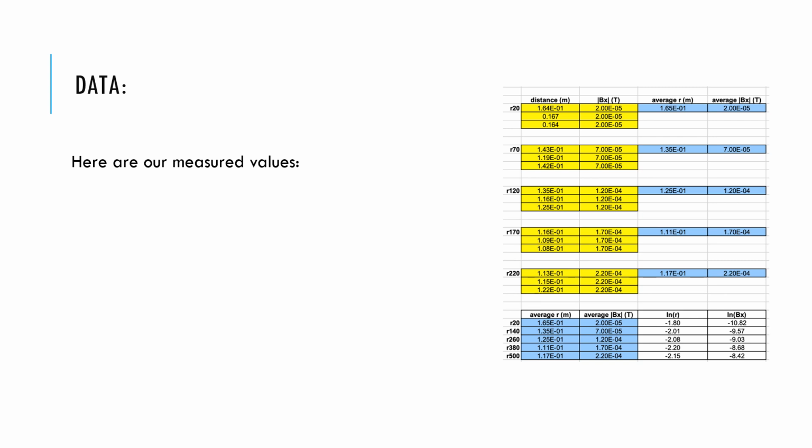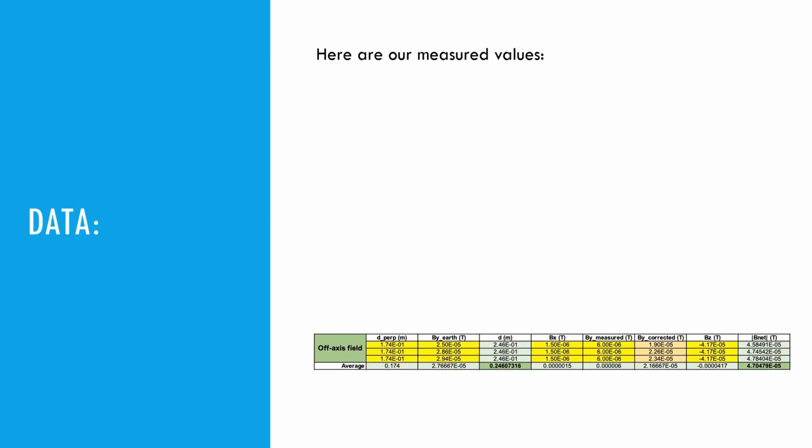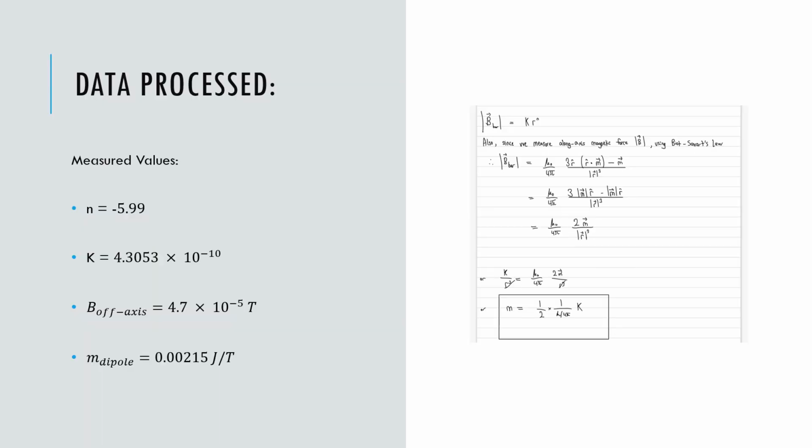The measured values in the lab have been shown below. The replicates for each of the magnetic fields and the measured distances have been given, and the average of the magnetic field with the average of the distance was computed and graphed. The off-axis field was also measured, and this is the data we generated using that.